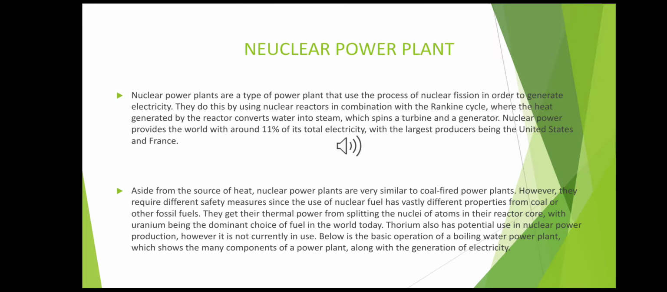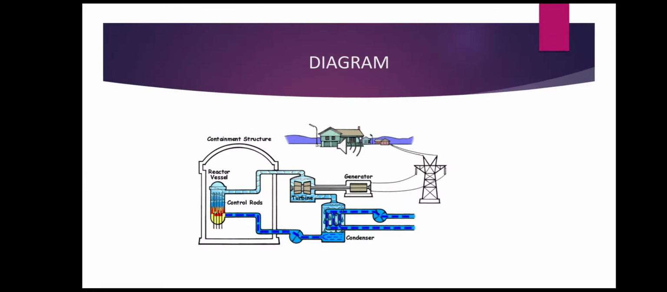Below is the basic operation of the boiling water power plant. We show the many components of the power plant along with the generation of electricity. Diagram of nuclear power plant.